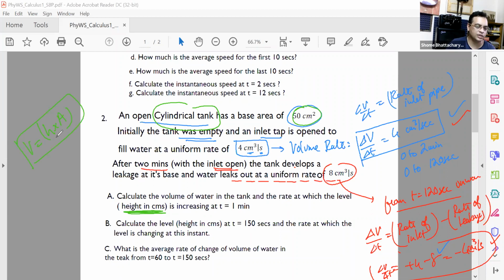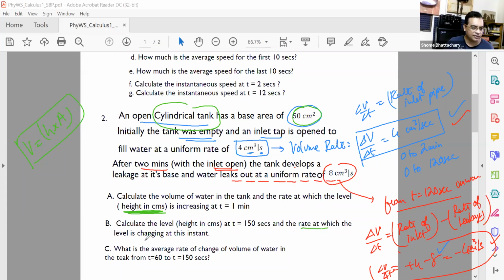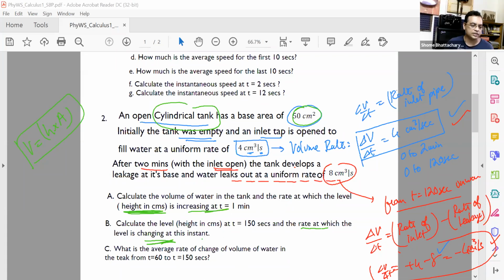We'll make use of this simple formula that in a cylindrical tank, if the height of the liquid is h, then the total volume of liquid is the area of the base multiplied by height. This might seem like a very simple point, but it becomes very relevant because we are going to calculate at what rate the level is changing. That means the height is changing. And again, we are going to calculate the rate at which the level is increasing or changing, and all these things. So this is about the question.